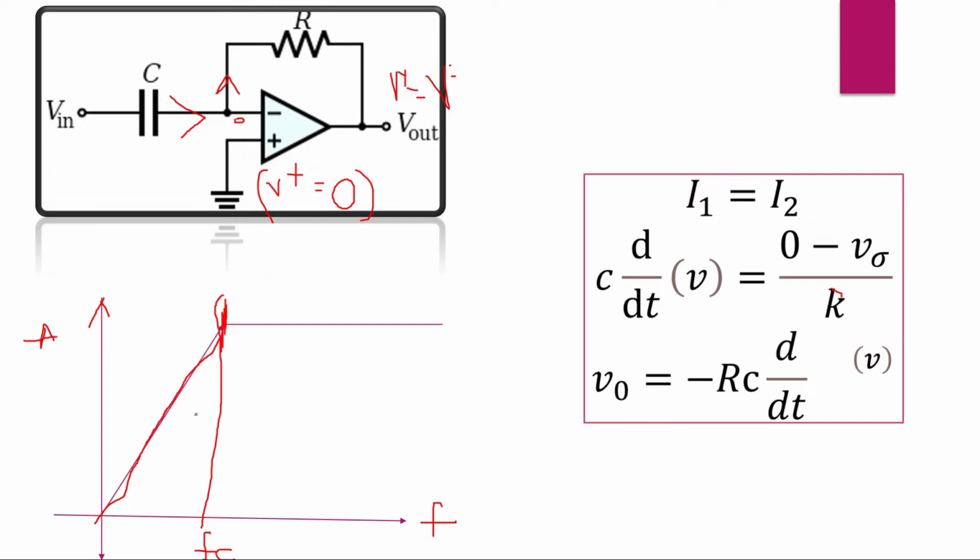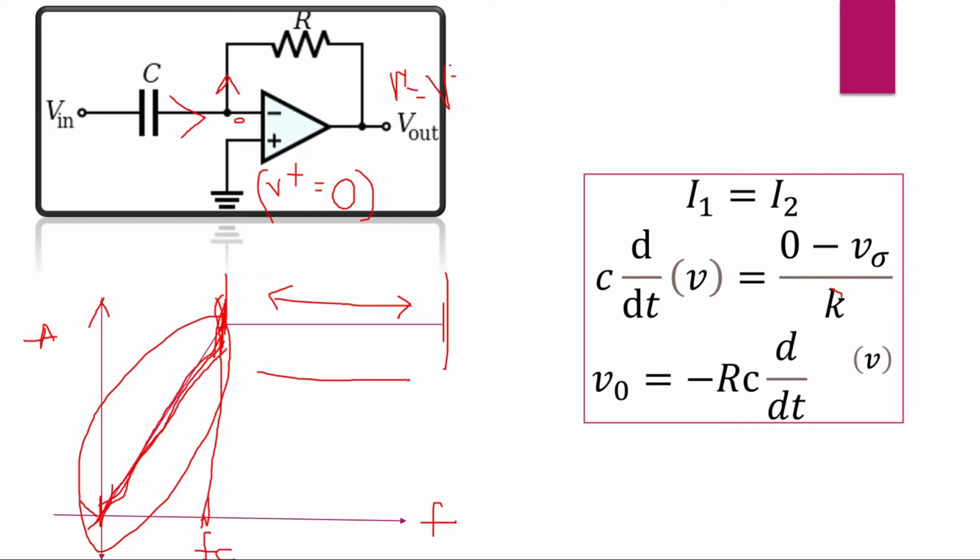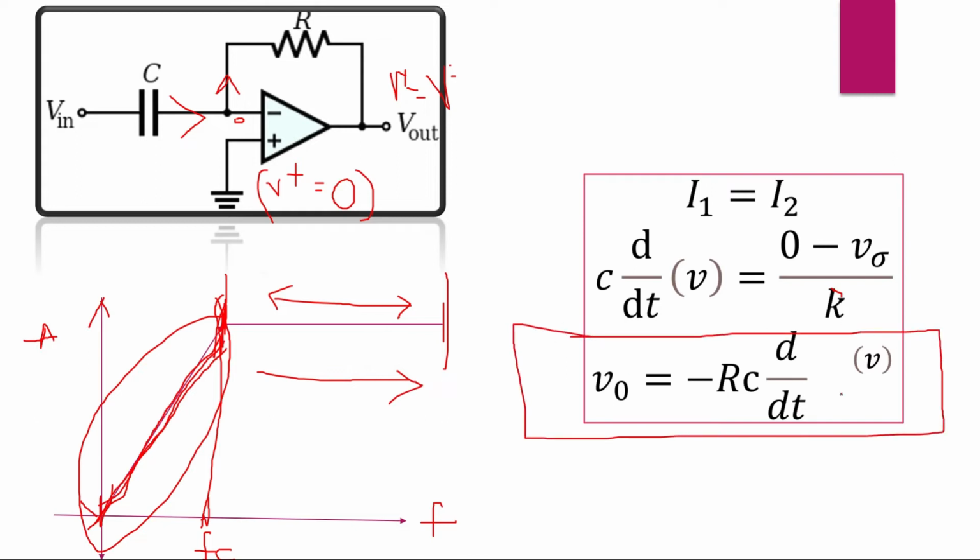According to that, we decide whether the region from the origin up to the cutoff is not allowed, and from there onward is allowed to pass through. So it is decided by the values of R and C. With the help of R and C, we can design it such that all the low frequency signals are not allowed through, and all the high frequency signals are allowed. So this is the expression: V naught is equal to minus RC into dV by dt.